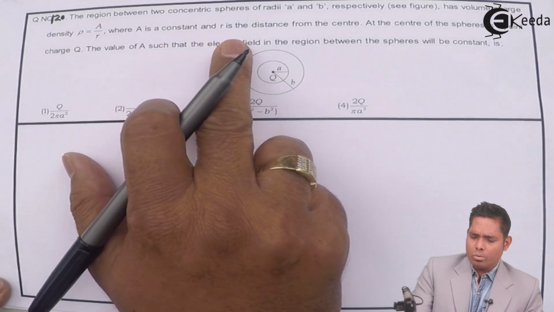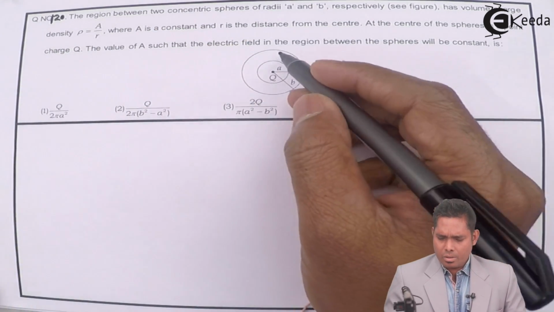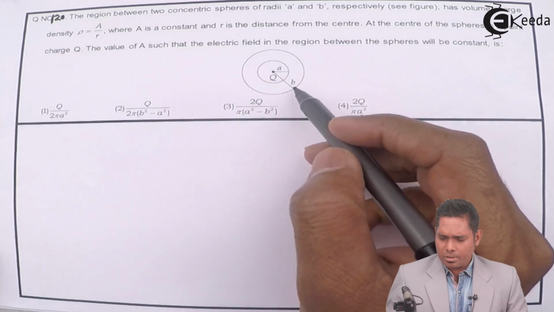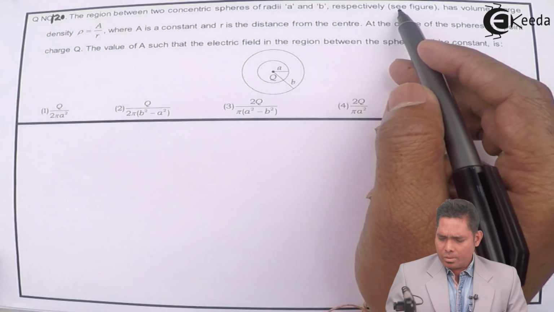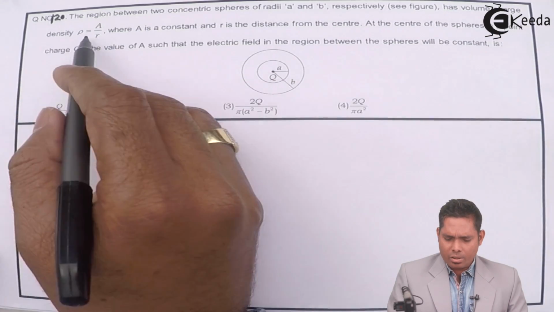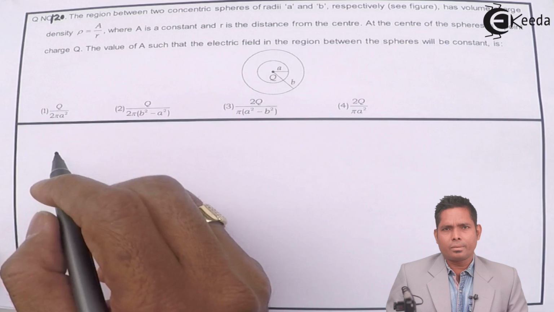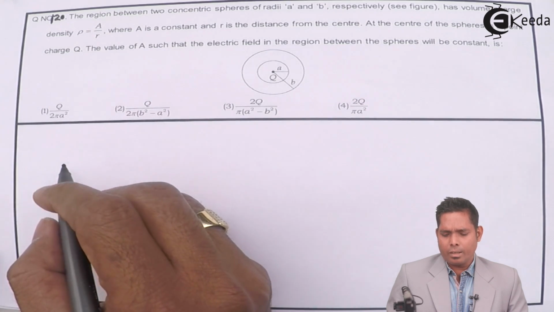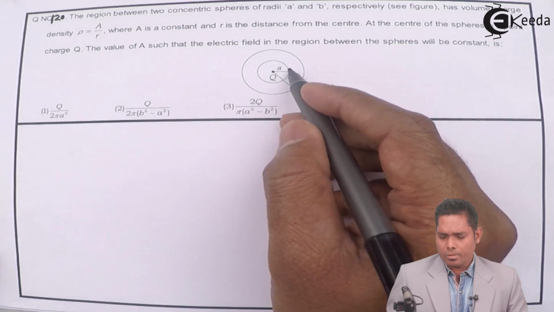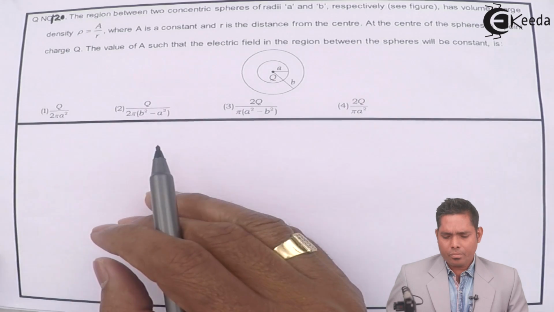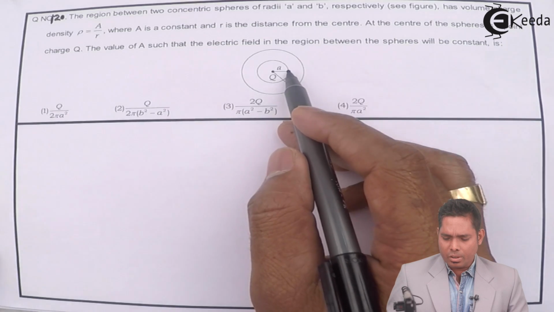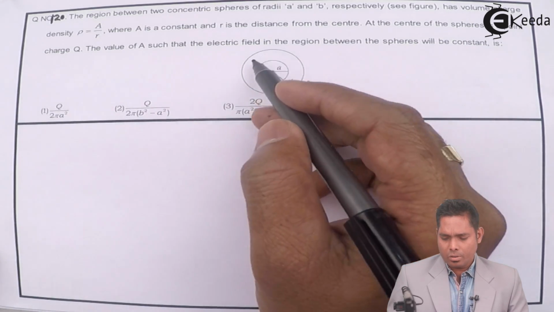The region between two concentric spheres of radii A and B, respectively, as shown in figure, has volume charge density rho equals A by r. This means that the charge varies from this point to this point. The density of charge varies. It is not constant, so charge is not uniformly distributed between A and B in this region.